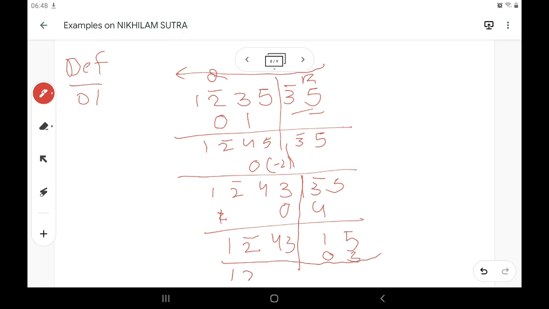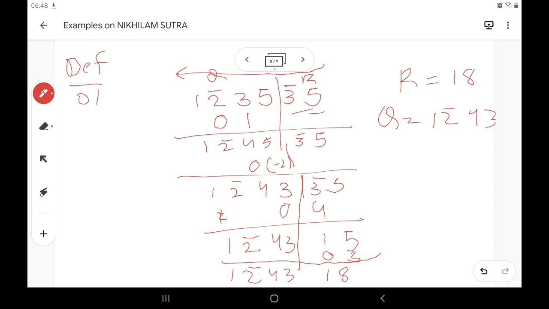So 1, 2 bar, 4, 3, 1, 8. So the remainder obtained when 83475 is divided by 99 is equal to 18. And the quotient part is 1, 2 bar, 4, 3. But this is not the proper number. It's written in its Nikhilam form.